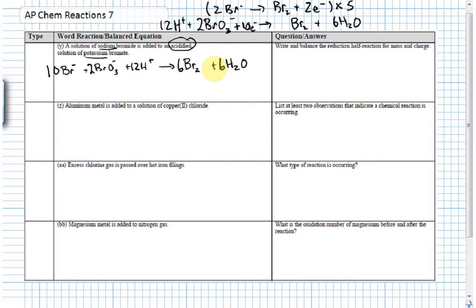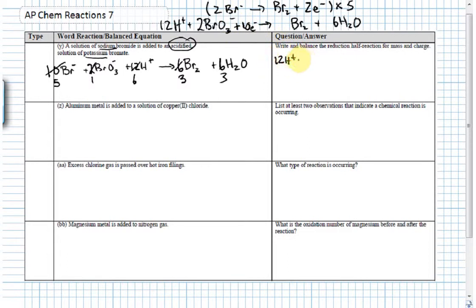All right. When I look at that, I suddenly realize that I've got a common factor of 2, so I can divide everything by 2. So this is going to be 5. This is going to be 1. This is going to be 6. This is going to be 3. And this is going to be 3. Okay. Write the balanced half reaction for mass. The reduction half reaction. The reduction half reaction is the one we have up here.